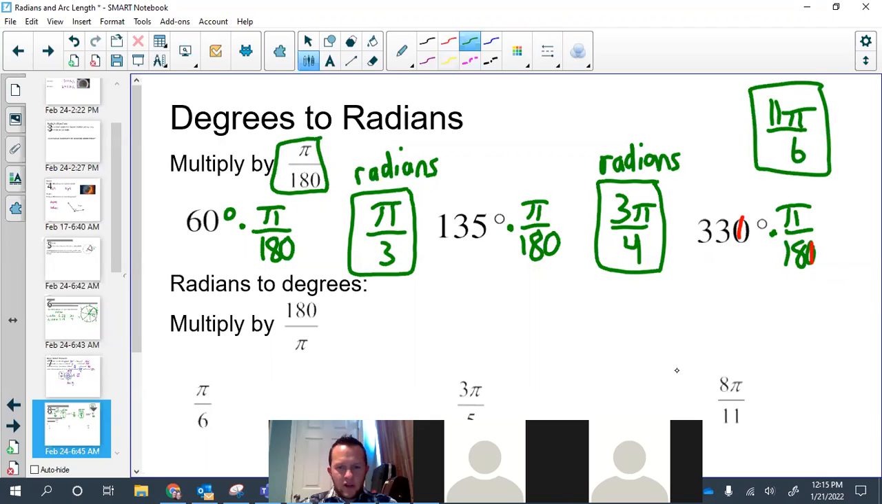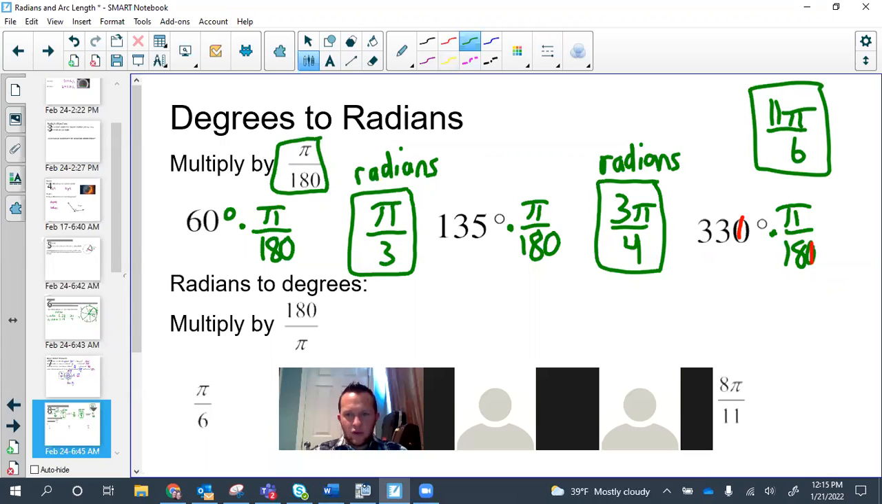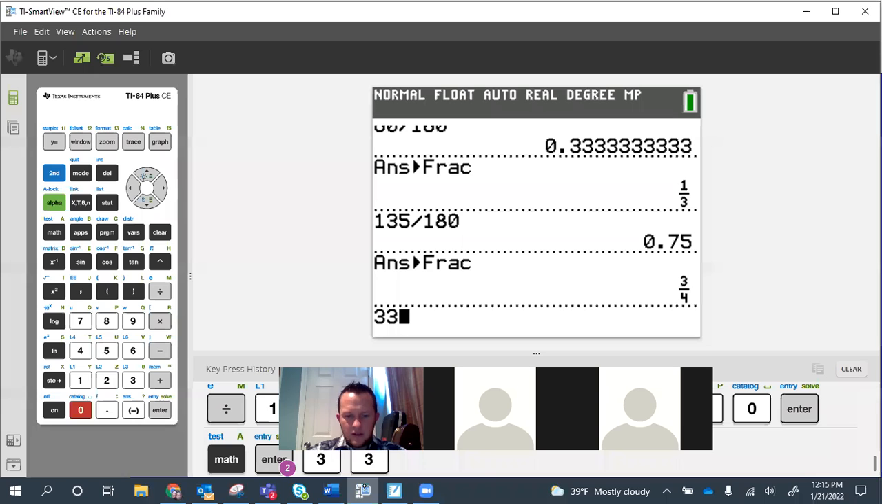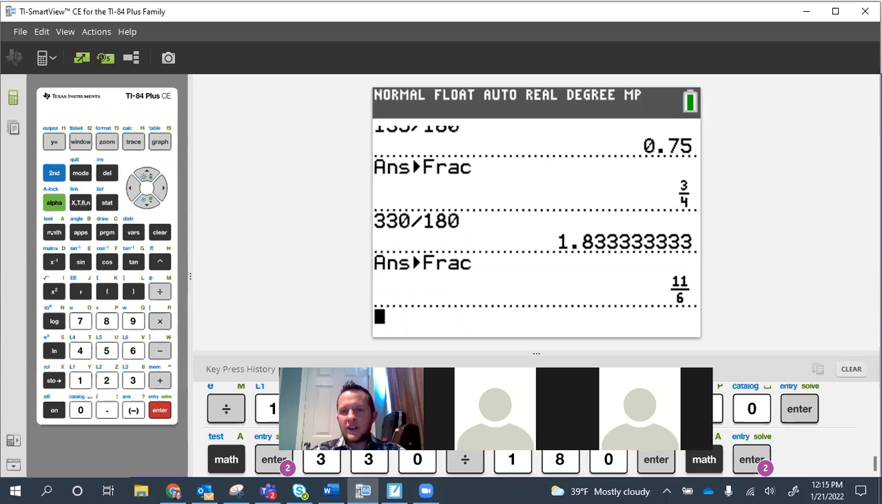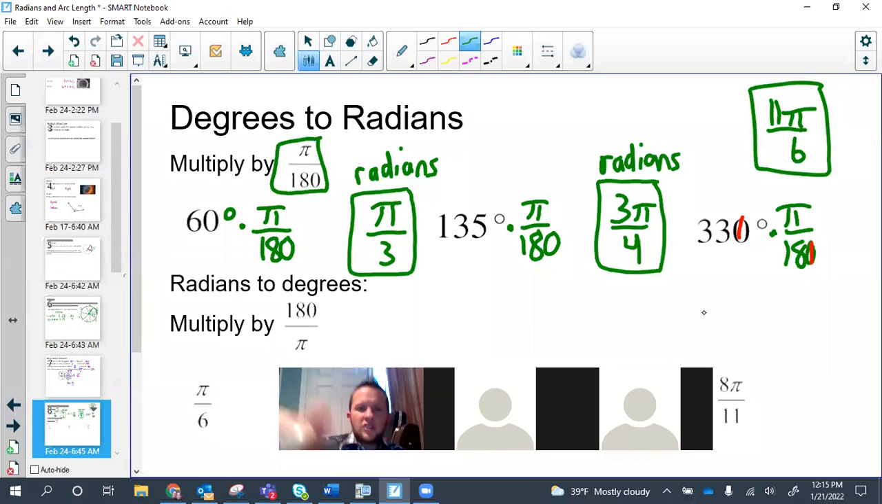Just to check my work, I'm going to go into my calculator now, and we're going to do 330 over 180. Math, enter, enter. And sure enough, we get 11 over 6. We'll just put a pi on that. There we go. So does that make sense how we would convert from degrees to radians? We times by pi over 180 and simplify. Keep the pi there, or else it gets ugly.